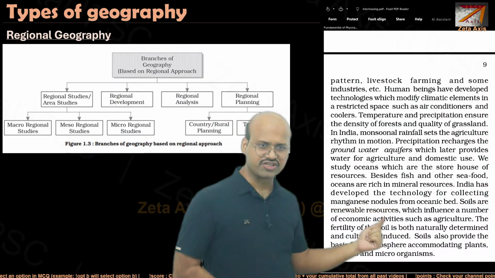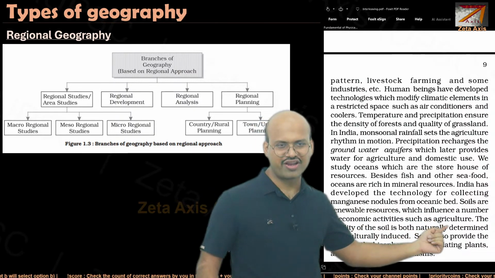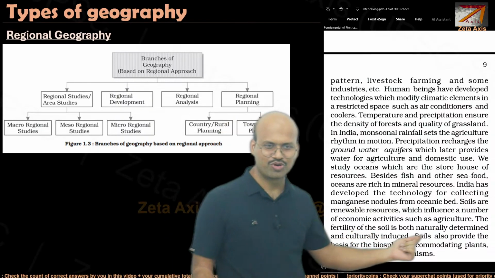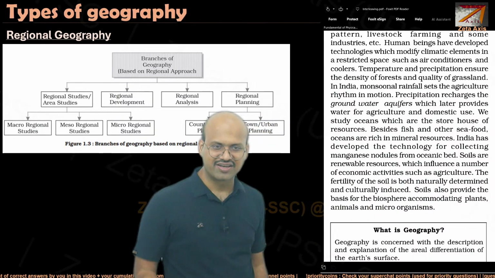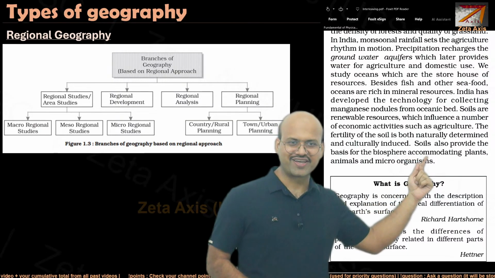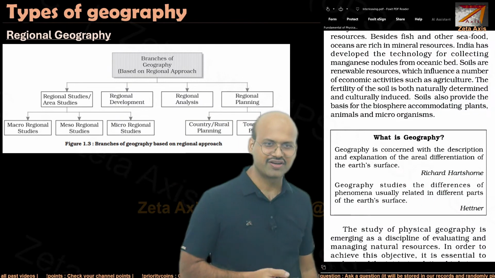Soils are renewable resources which influence a number of economic activities such as agriculture. Soil, most importantly, influences agriculture. The fertility of the soil is naturally determined and culturally induced. Soils also provide the basis for the biosphere, accommodating plants and microorganisms. So we can see the importance of geography over here.